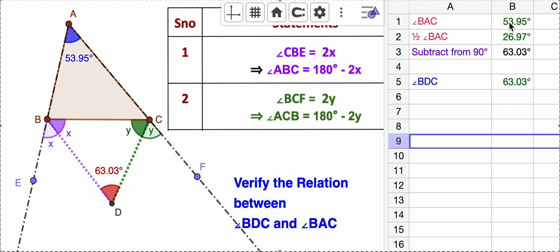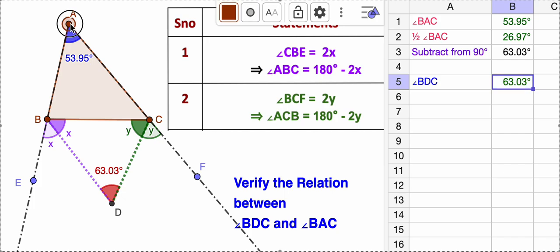So first is that I am capturing angle BAC, which is this vertical angle over here. Second, इसी एंगल का हमने हाफ ले लिया. Next, इसको हमने round off to 2 places करा है, इसलिए 26.97 है. Next, इस एंगल को हमने 90 डिग्री में से सब्ट्रैक्ट करा, मतलब 90 minus 26.97. Next, हमने angle BDC को यहाँ capture कर लिया. Now we can see that this angle is equal to this angle.